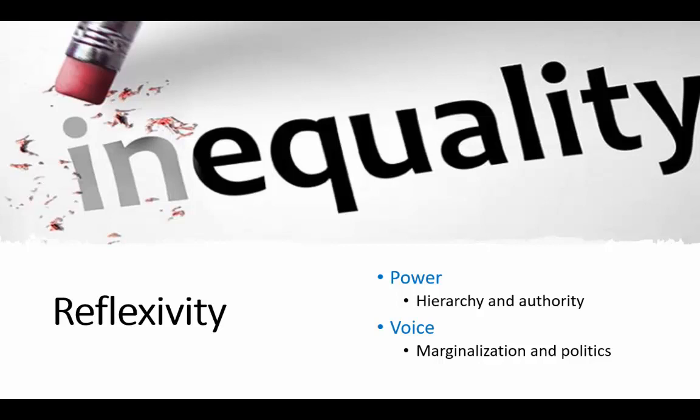When we examine power, we need to examine hierarchy and authority. As for voice, we need to look for marginalization and politics influencing our researchers. We need to look at marginalization and politics influencing our research methodology or our outcome or our reporting of the results. Researchers can practice reflexivity in their research in several ways, such as keeping a journal, maintaining open dialogue and discussion with their colleagues, or simply by internally reflecting on the research process.